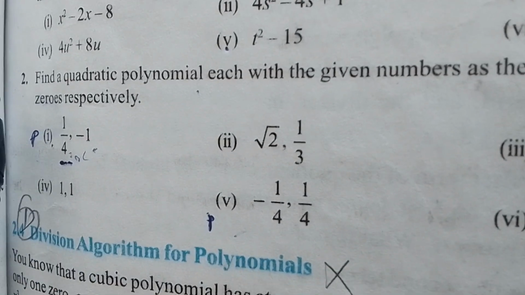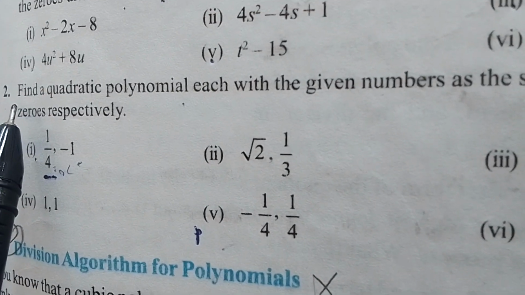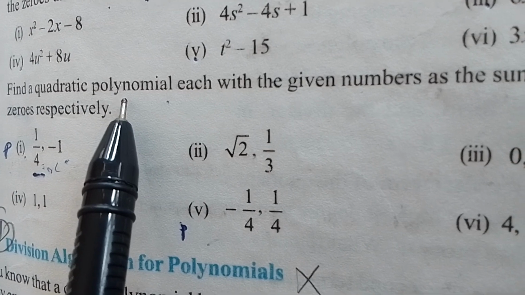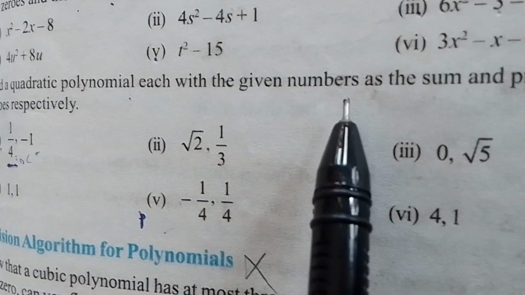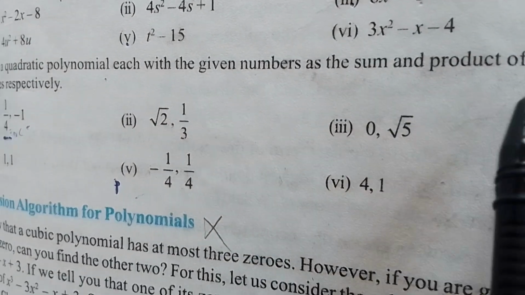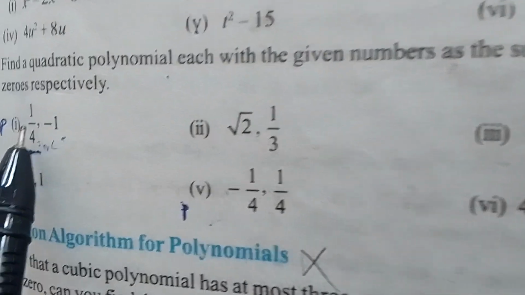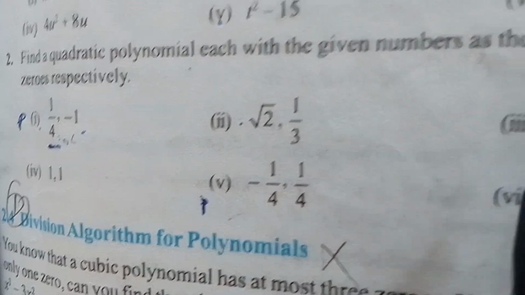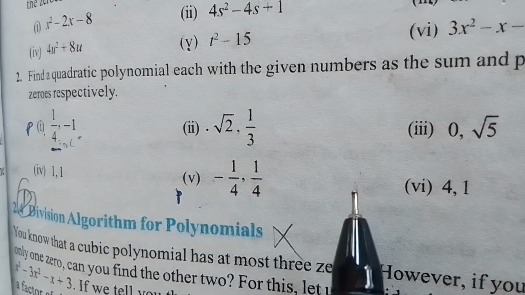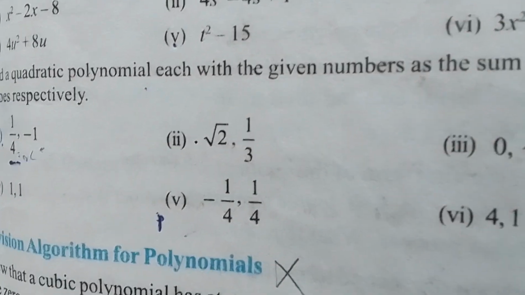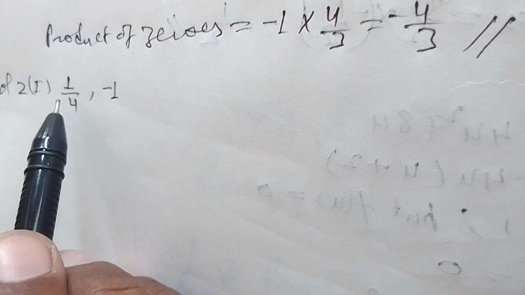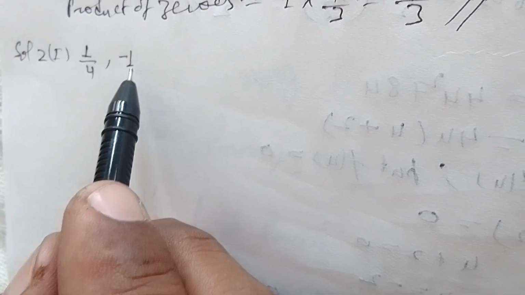Now the second question is, find a quadratic polynomial each with the given numbers as the sum and product of its zeros respectively. Sum, product. These are 6 parts, so we will solve these one by one. Part one: the sum is 1 by 4 and the product is minus 1.